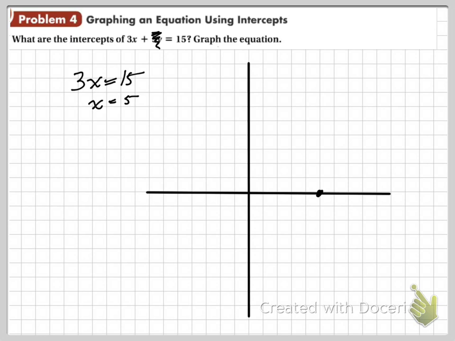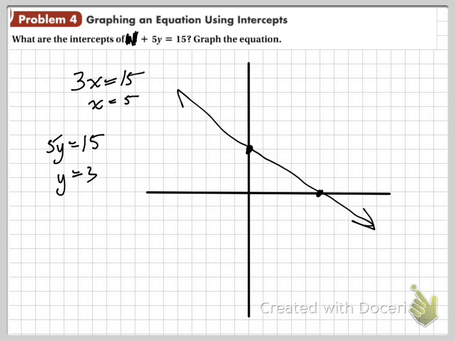Now, let's erase that. Let's cover up the x now. What do I see? I see 5y equals 15. Divide by 5, y equals 3. So I'm going to go up 3, put a dot there. There's my graph of this equation. It's a little bit easier than trying to do it solving for y.